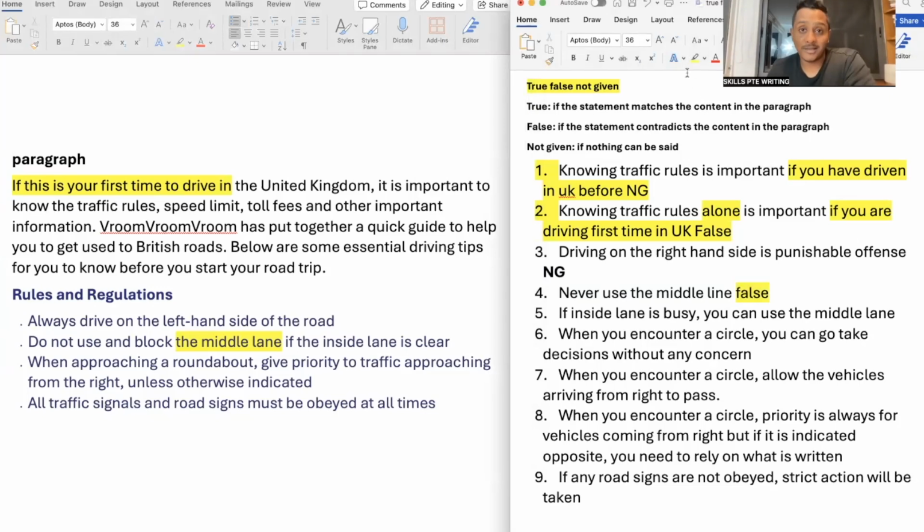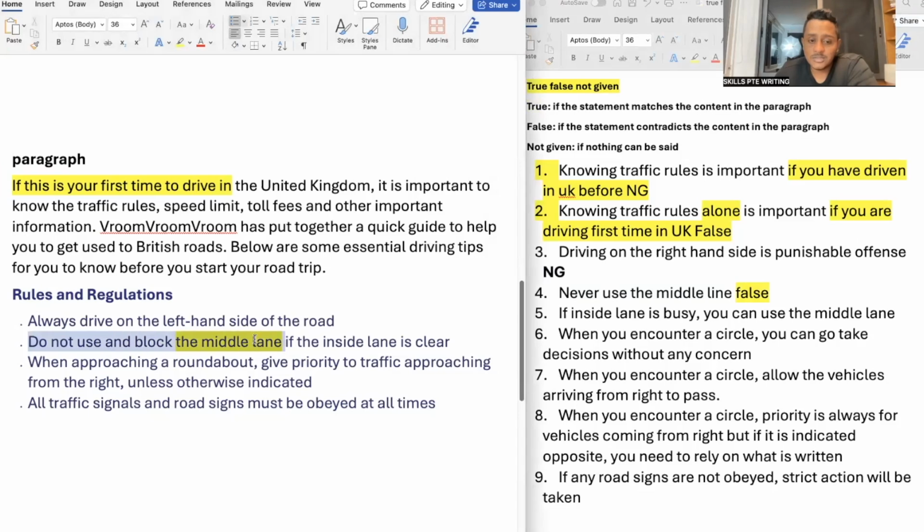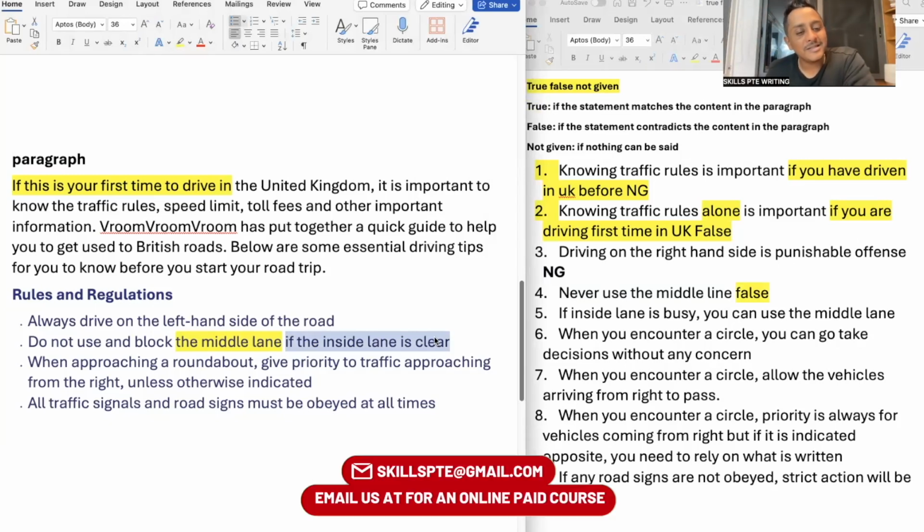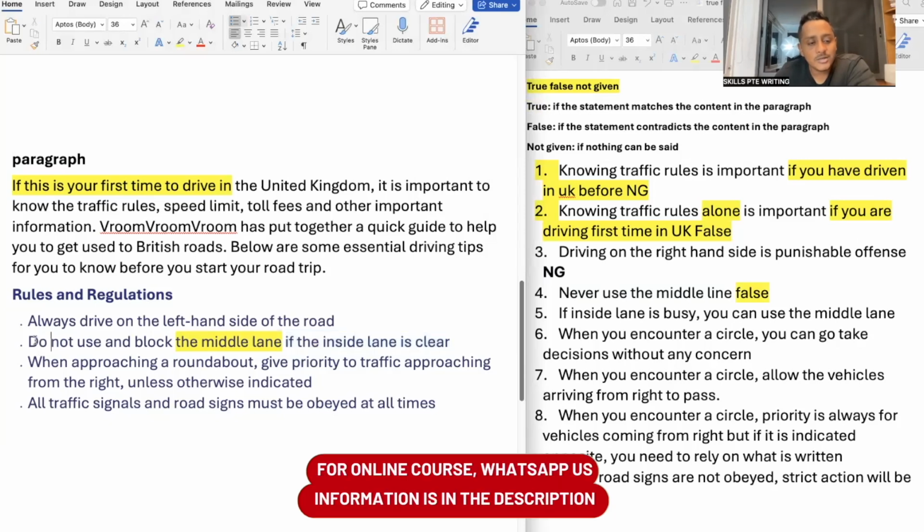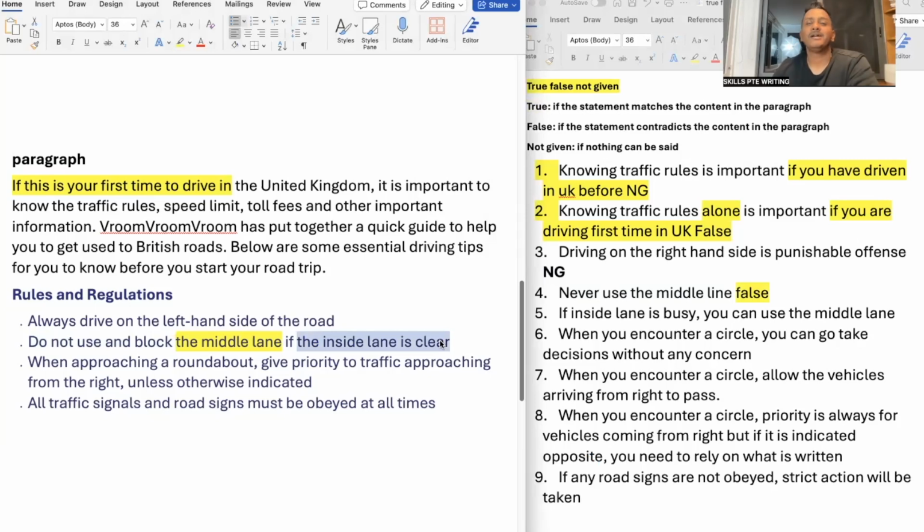You should never use the middle lane. Now you can use the middle lane. Do not use it only if this condition is met. That condition is not written. So obviously the information given is contradicting. Isn't it? Never, don't use or block the middle lane if the inside lane is clear. If there is a chance for you to go in the inside lane, then don't block the middle lane. They've never told just don't use the middle lane at all. Don't use the middle lane only when this condition is met. That condition is missing here.